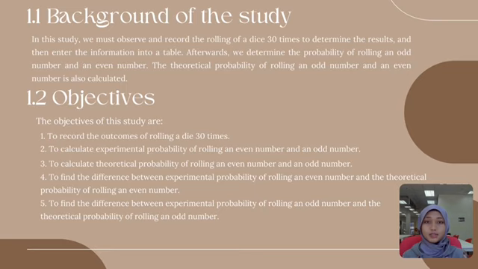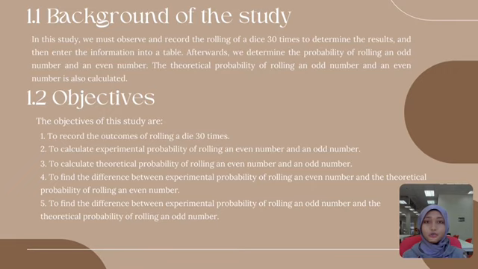The objectives of this study are: first, to record the outcomes of rolling a die 30 times. Second, to calculate the experimental probability of rolling an even number and an odd number. Third, to calculate the theoretical probability of rolling an even number and an odd number.